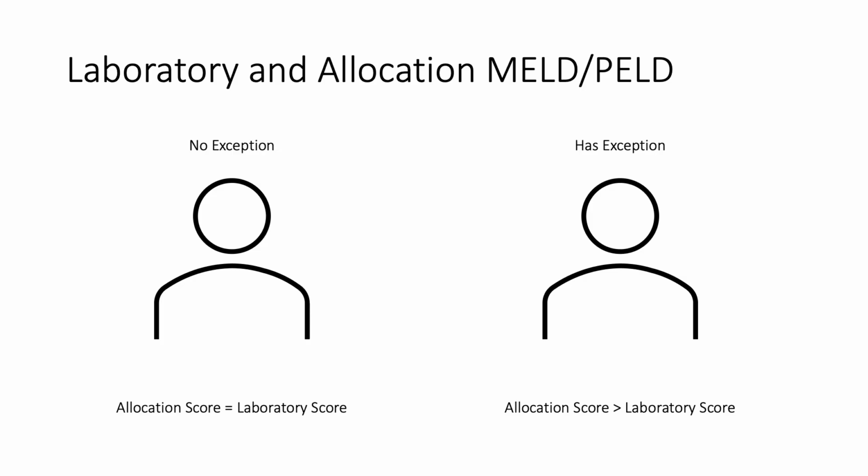Now, for the purpose of the study, we had two scores. There was a laboratory and an allocation MELD-PELD score. Laboratory score is determined by your clinical values like INR and bilirubin, and allocation score is a score that's used by the OPTN to determine your placement on the waiting list. Now, if you don't have an exception, your allocation and your laboratory scores are the same, but if you do have an exception, your allocation score increases by a certain amount and is greater than your laboratory score.